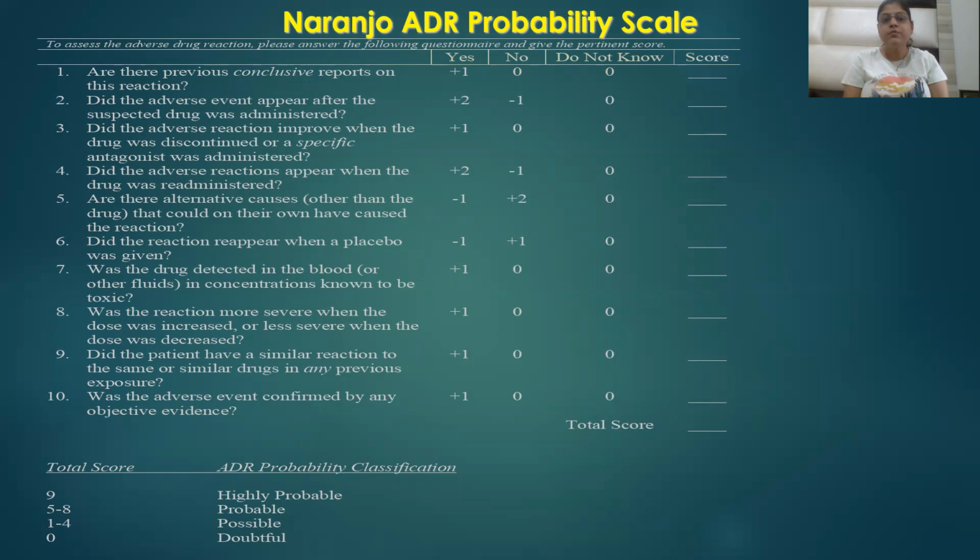Was the reaction more severe when the dose was increased or less severe when the dose was decreased? To check the status of the adverse reaction, we can say yes or no. Did the patient have a similar reaction to the same or similar drugs in a previous exposure? According to previous data available, we can say yes or no. Was the event confirmed by any objective evidence? If yes, it is +1; if no, it is 0. In this way the total score is calculated and the ADR probability classification is done: highly probable, probable, possible, doubtful.